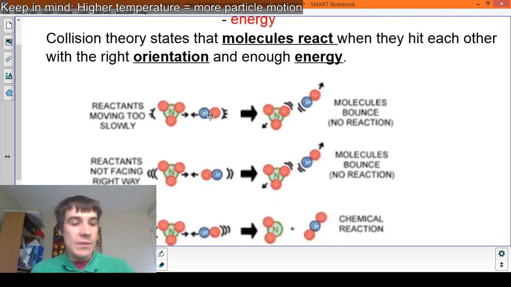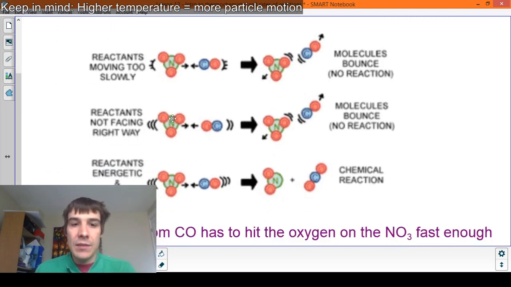So if they move too slowly, they just kind of move away from each other. If they hit fast, they can interact now, right? They've passed what we call the Coulomb barrier and they're actually close enough to react. But if they hit the wrong way, right?